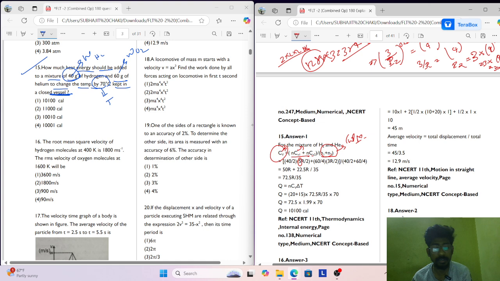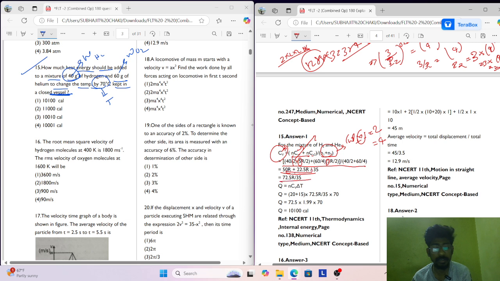Helium is an inert gas, so it is a monoatomic gas. Freedom number will be 3. So 60 by 4, and 3R by 2. Why is this divided by 2? Because the molecular weight of hydrogen is 2, and the molecular weight of helium is 4. As I told you, n is equal to W by M. Now this will be 20 times 5R by 2 plus 15 times 3R by 2. Just add all of this, you will get 50R plus 22.5R, divided by 35.